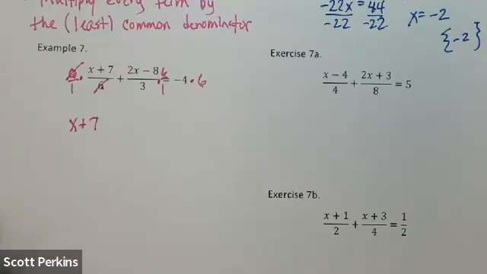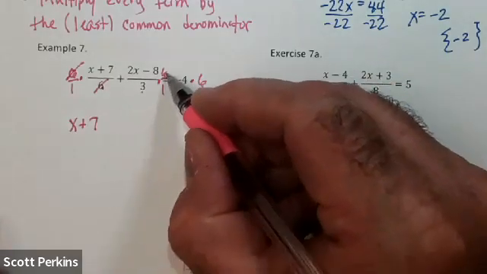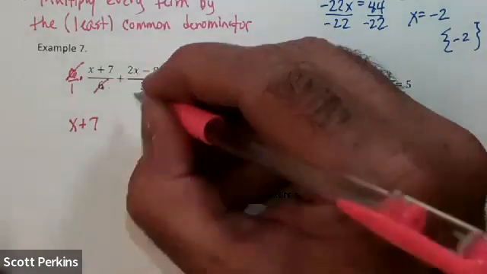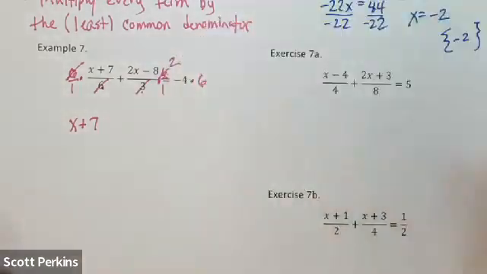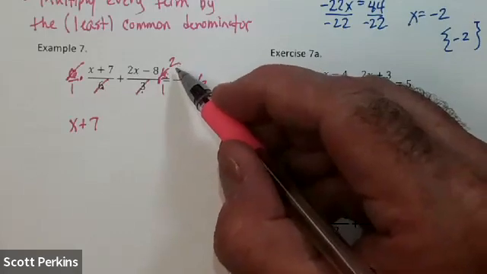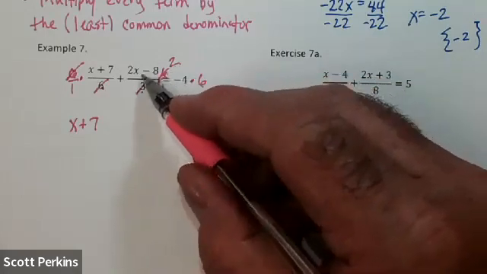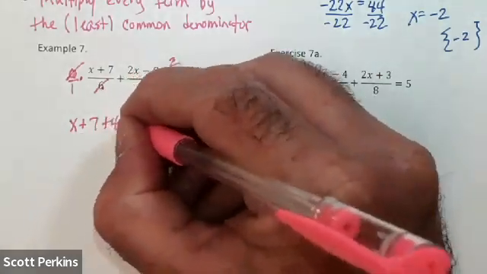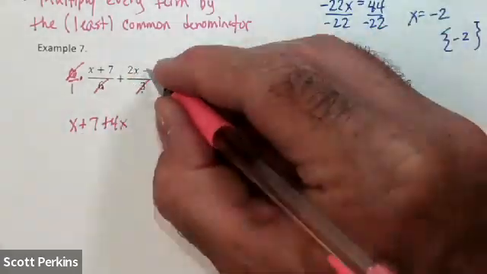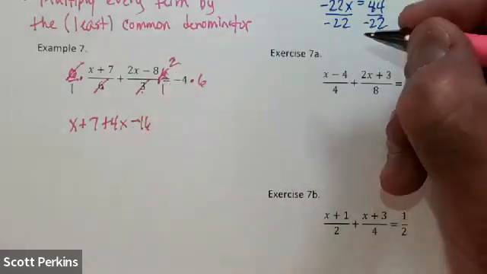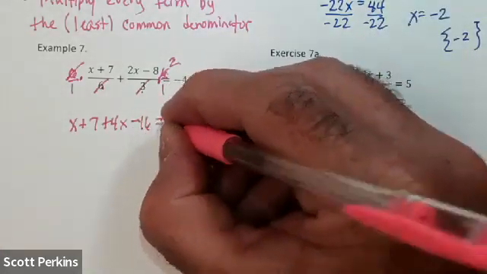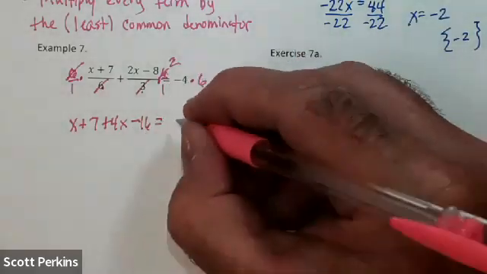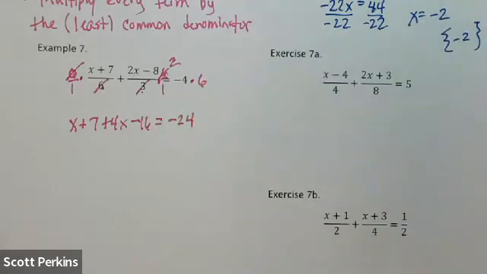The next fraction. How many times does 3 go into 6? Twice. Again, there, my denominator is gone. And now what I'm going to do with that 2 that's left, I'm going to multiply it by what was already there, the 2x minus 8. So 2 times 2x is 4x. 2 times negative 8 is negative 16. And then negative 4 times 6 is negative 24.